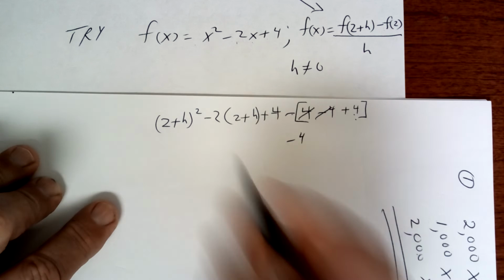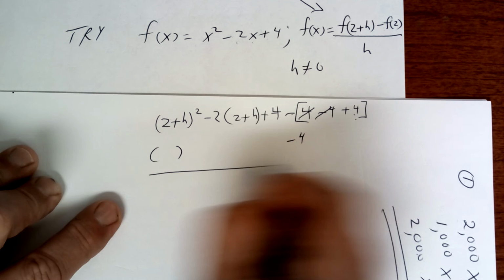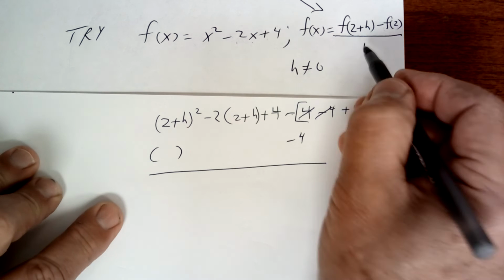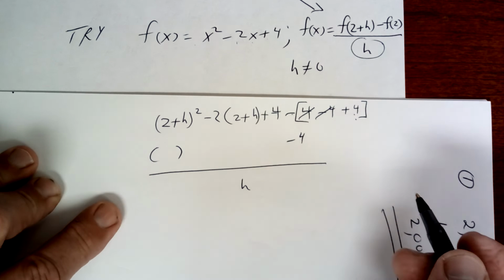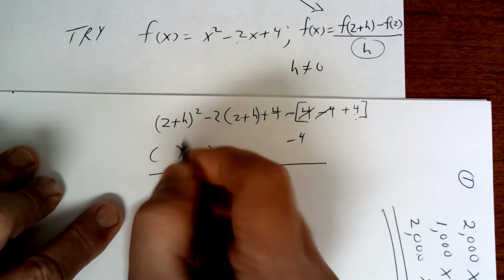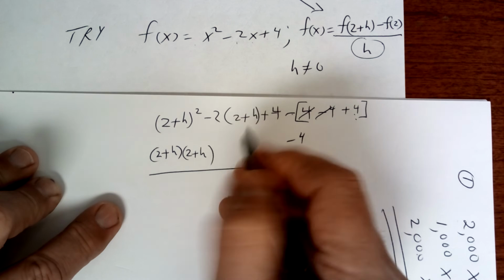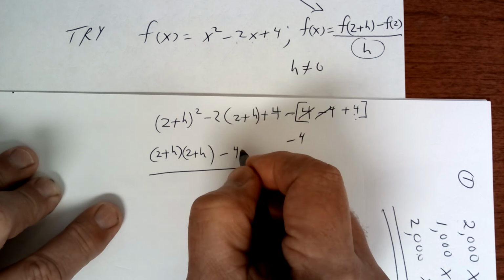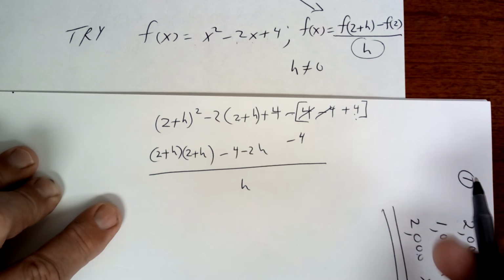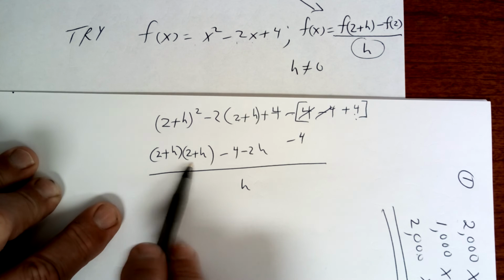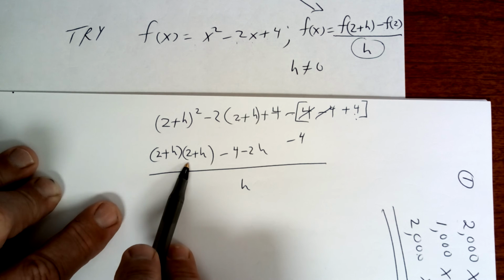And then here you got to do FOIL. And all of this is over h. So don't forget that h right there. So it's going to be 2 plus h, and then minus, you're going to distribute 4 minus 2h. At this point, you're going to do FOIL, combine like terms, and then you're done.